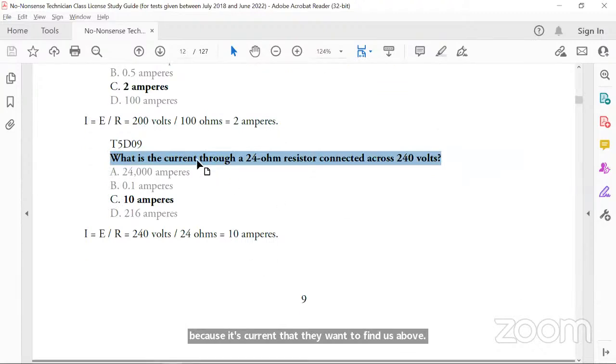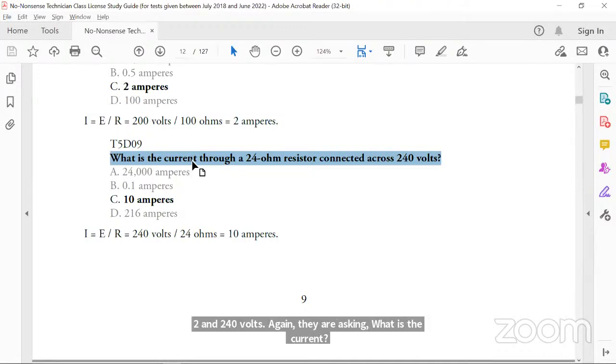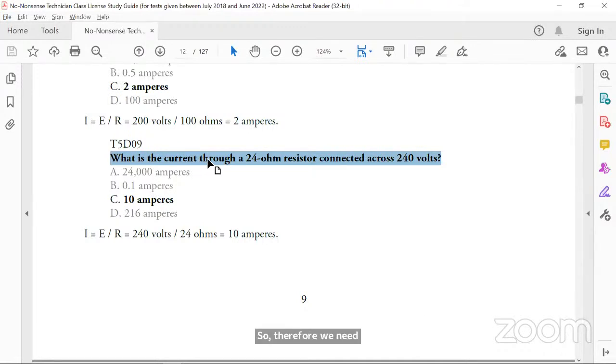Okay. What is the current through a 24 ohm resistor across 240 volts? Again, they're asking what is the current, so we need I is equal to something. Current is equal to voltage divided by resistance, or E divided by R. We plug those into the formula and we'll get 10.